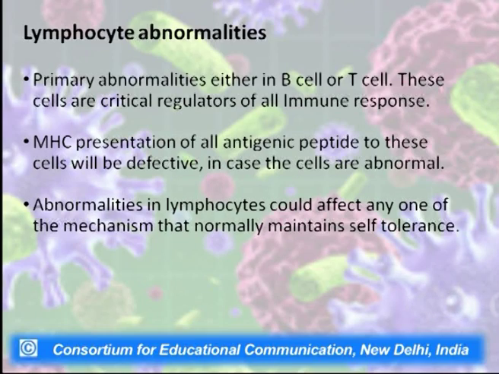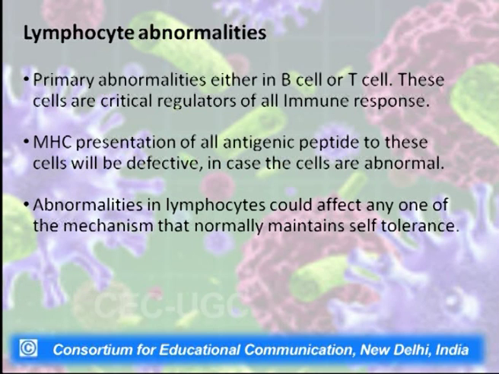So, sometimes there are certain lymphocyte abnormalities. Now, primary abnormalities either in B cells or T lymphocytes could be present, which are critical regulators of all immune responses. Now, MHC presentation of all antigenic peptides to these cells will hence be defective in case the cells are abnormal. Now, abnormalities in lymphocytes could affect any one of the mechanisms that are very important for self-tolerance. Any abnormality in lymphocyte will break down this tolerance and would lead to autoimmune reaction.